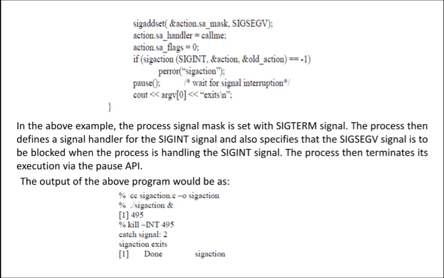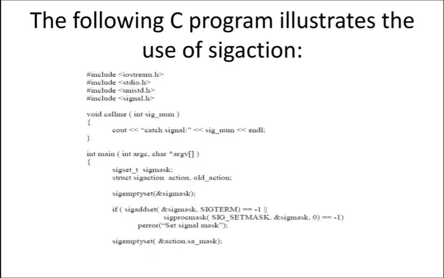You can see in the above example that the process signal mask is set with the signal SIGTERM. So the signal mask is set here, you can see there. So this is the code.